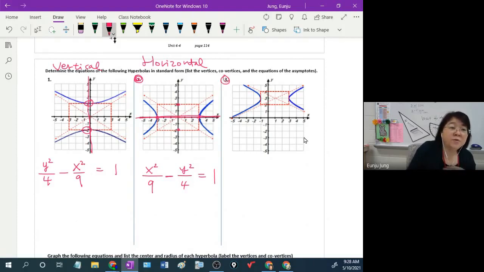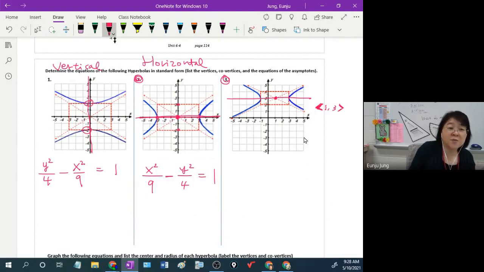Now number 3 look like number 2, horizontal transverse axis, right? However, it is moved. So I need to figure it out what is the transformation from the center 0, 0 to this new center 1 and 3, right? So I'm going to use vector notation for the translation, okay? So to the right, 1 unit, up 3 units.